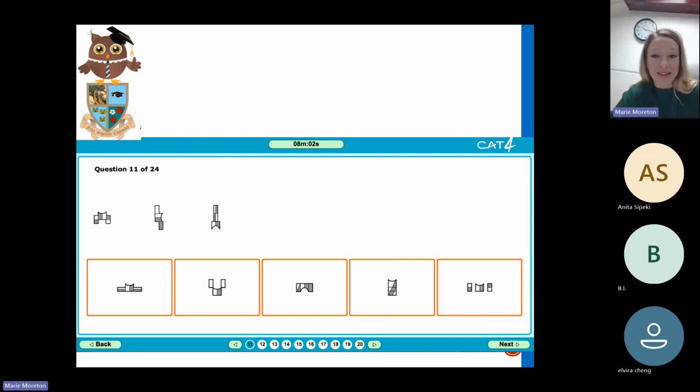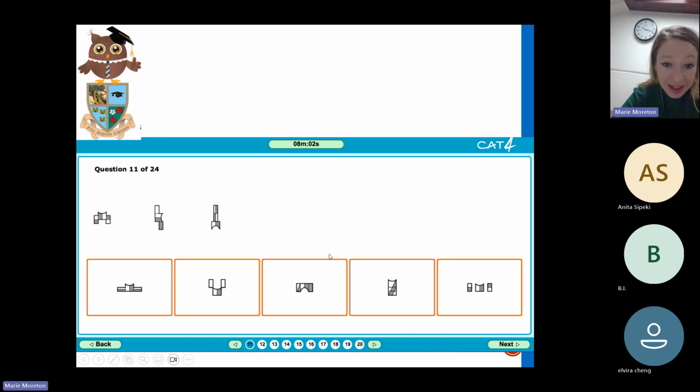Okay, now this is one of the actual questions in the test. This was not a practice one. You can see that the time is counting down at the top, so the children can always see how much time they have left.